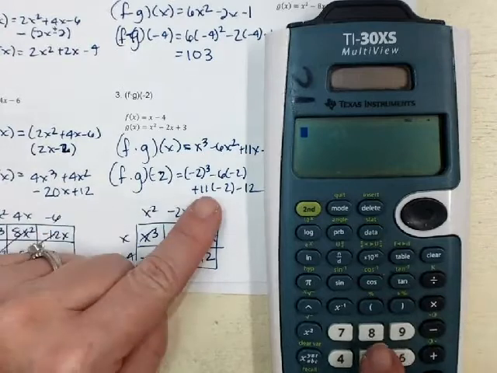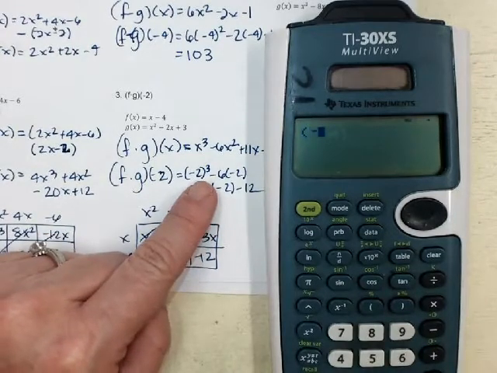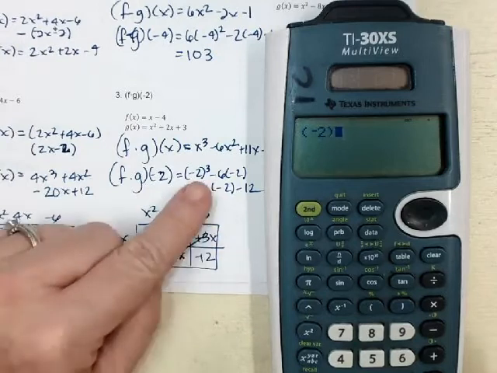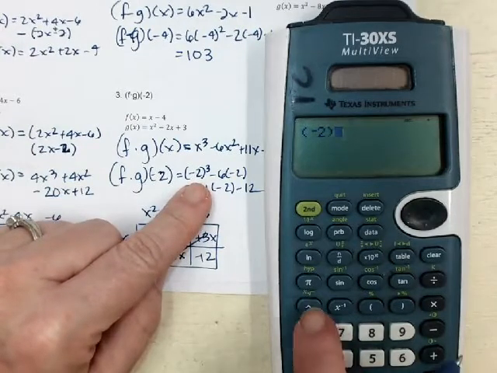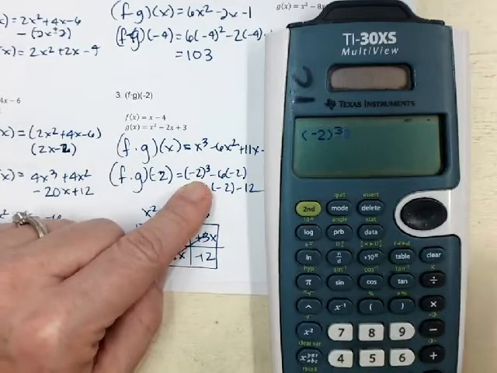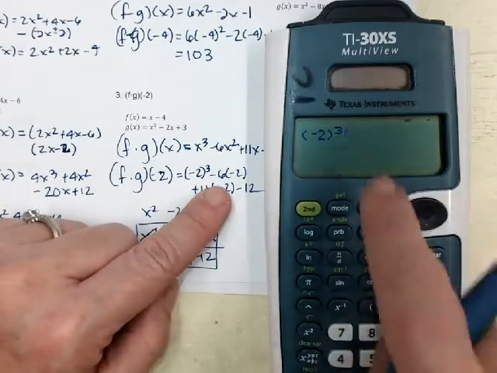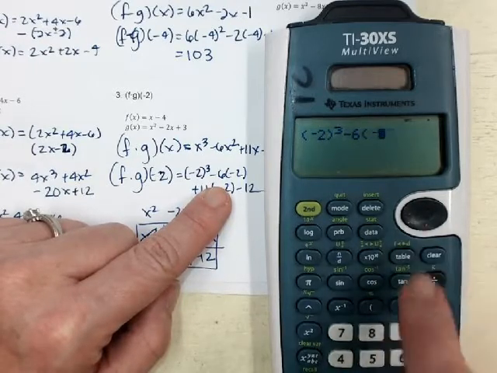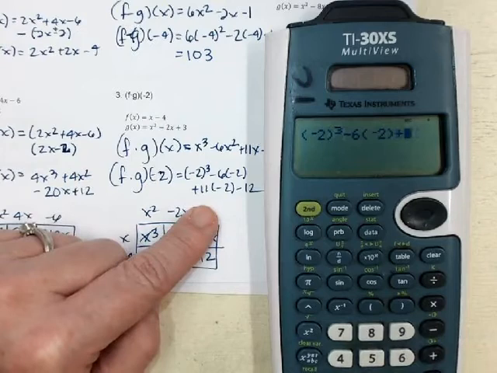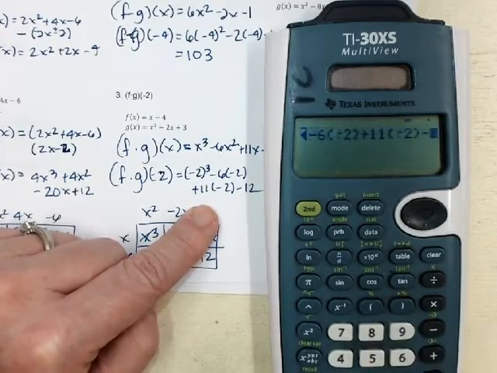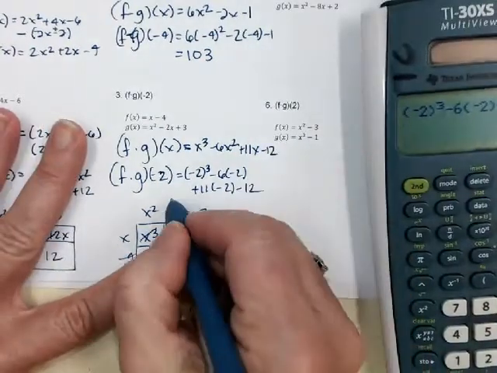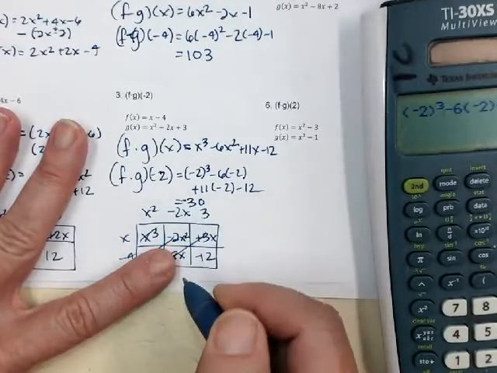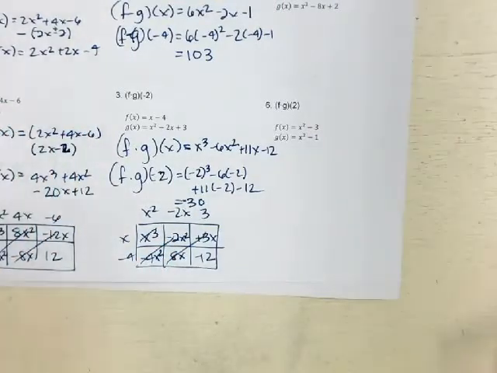If you're going to use your calculator, make sure that the thing you're going to raise to the third power, if it's negative, make sure you put it in parentheses. So that's negative 2 cubed. Don't do what I did a minute ago and forget to get out of that exponent mode. Minus 6 times negative 2, plus 11 times negative 2 minus 12, and it gives me negative 30. So you do the other 3, 4, 5, and 6. Check your answers with me, and I really feel like this is a quick, easy lesson.